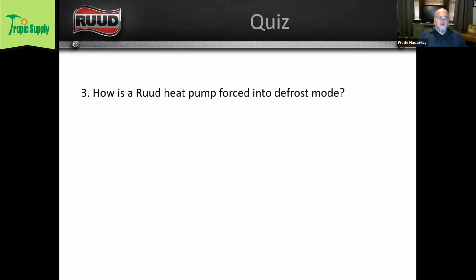All right. So question number 3: how do you force a Ruud heat pump into defrost mode? What do you have to do to force it into defrost?